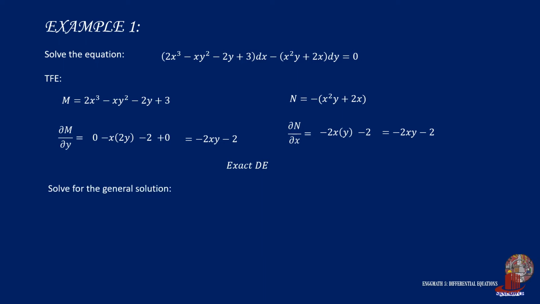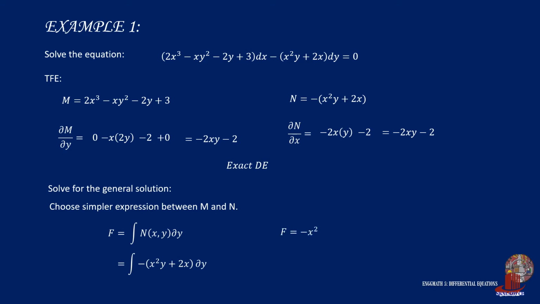Now let's solve the general solution. By checking both the terms, it seems like N is easier to work with. Thus f will be the integral of N, which is negative of the quantity x squared y plus 2x times dy. Since we are working with dy, the variable x will be taken as constant. So the integral of x squared y will be x squared, the constant, and y squared over 2, the integral of y. The second term, negative 2x, will be integrated as negative 2xy, then add the arbitrary constant, which is in terms of x. Then simplify the equation.